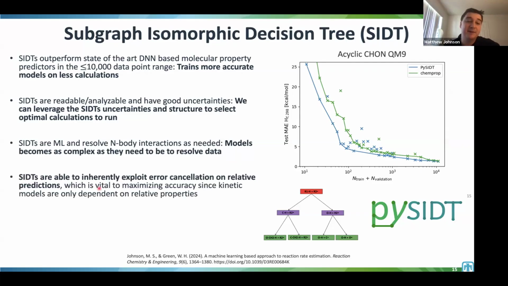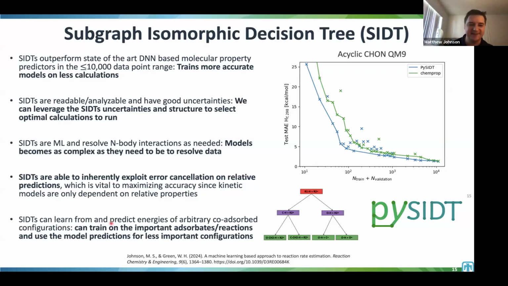These models become as complex as they need to be to resolve data. And maybe most importantly, they're able to inherently exploit error cancellation on relative predictions, much like group additivity methods. In these trees, we're usually summing values down them. And so if we have relatively similar predictions, we're going to have a lot of similarity in these top nodes. And since, when we take differences, which is most of what we're doing in kinetic models, because everything is based on relative properties, a lot of these will cancel, and since they cancel exactly, we don't accumulate error from them.